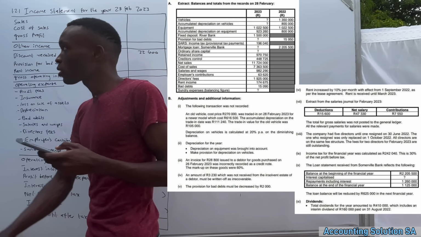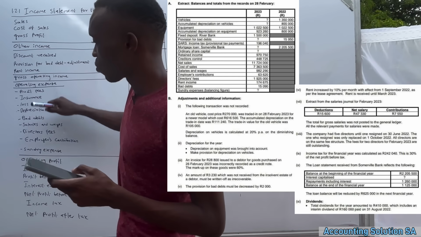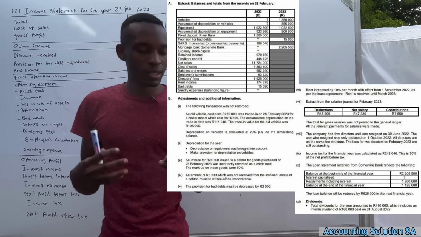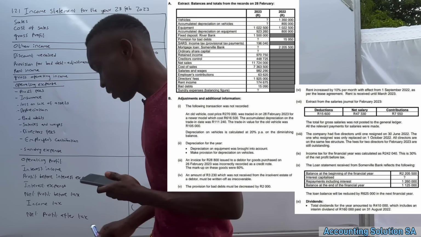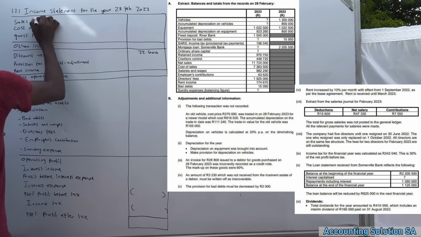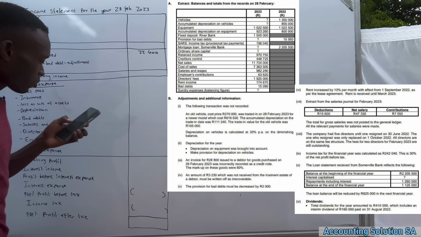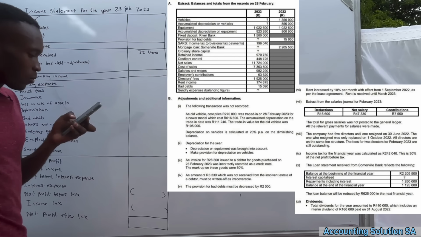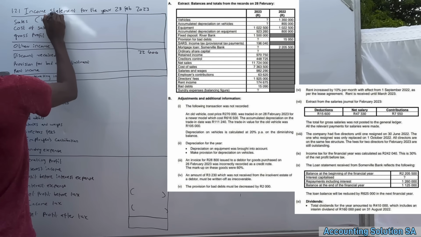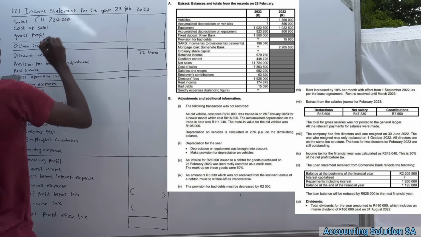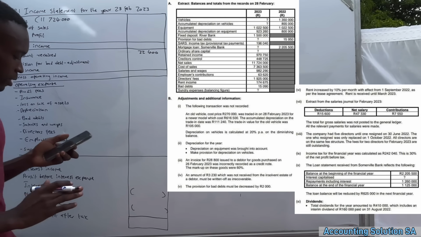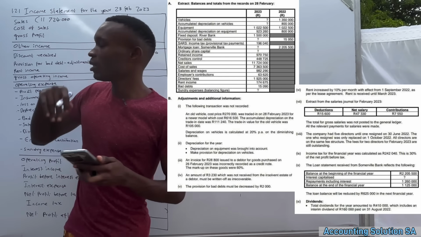So I want us to start with this part before we go to depreciation and the other transactions that are related to the vehicle. Okay, let's start with the part of sales. We have an amount that is given, which is 11,724,000. Okay, it's 11 million, not 11,000. Now we need to check a transaction that is going to affect these sales.